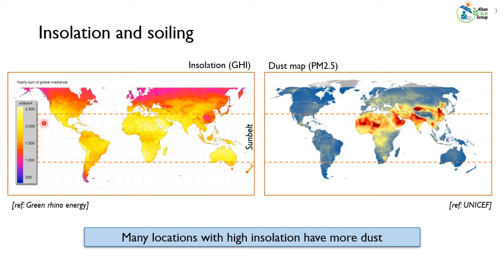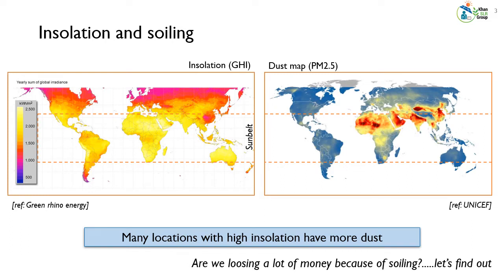In terms of insolation, within the sun belt, the insolation or the sunlight is the highest. But the bad news is that in many locations within the sun belt, the dust or the soiling rate is high as well. So the question is, are we going to lose a lot of money because of soiling? So that's what we are going to discuss in this talk.